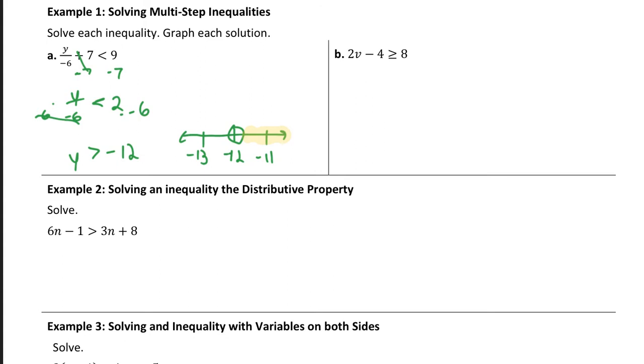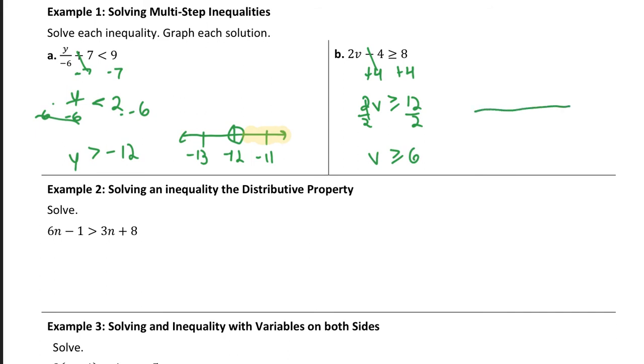For part B, I would start by adding 4 to both sides. 2v is greater than or equal to 12. Divide both sides by 2. v is greater than or equal to 6.